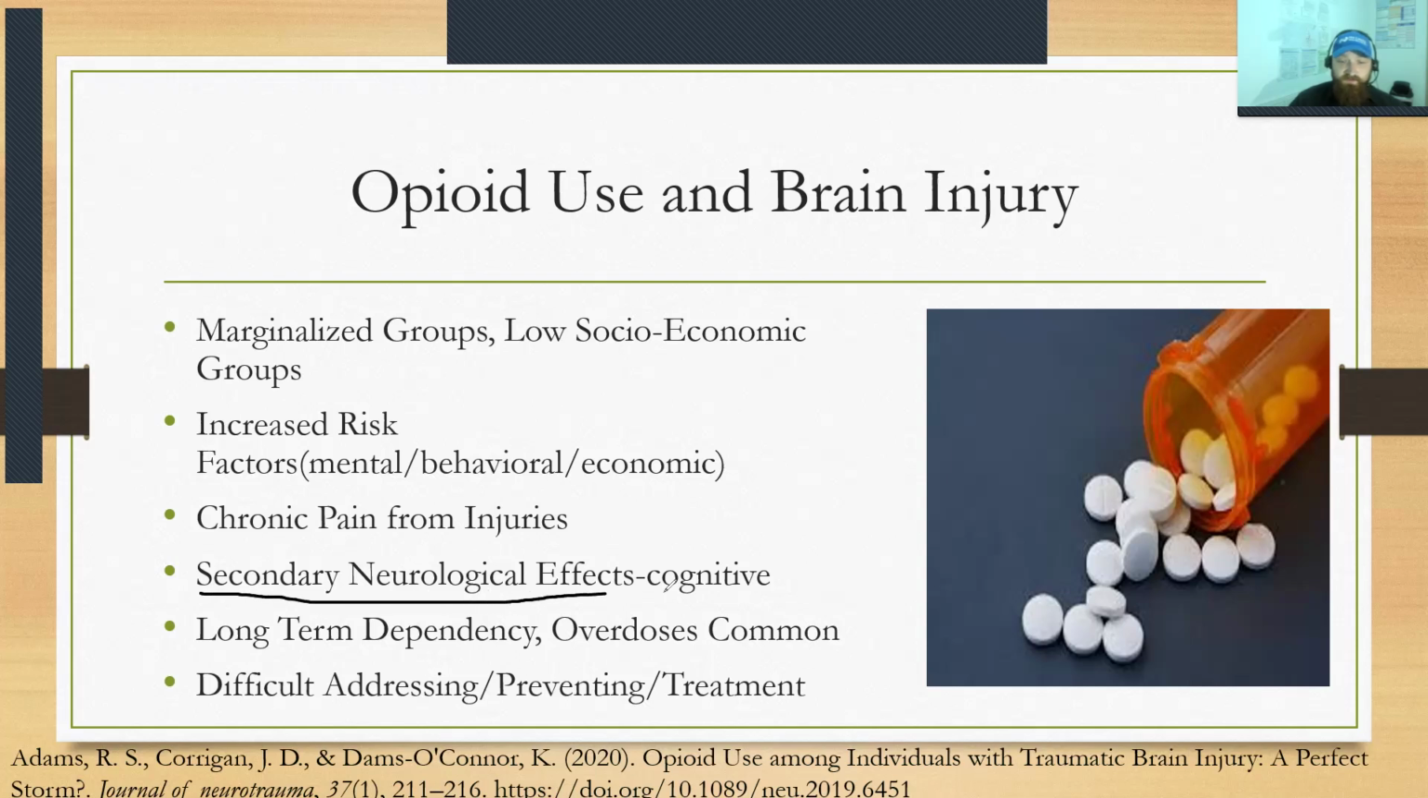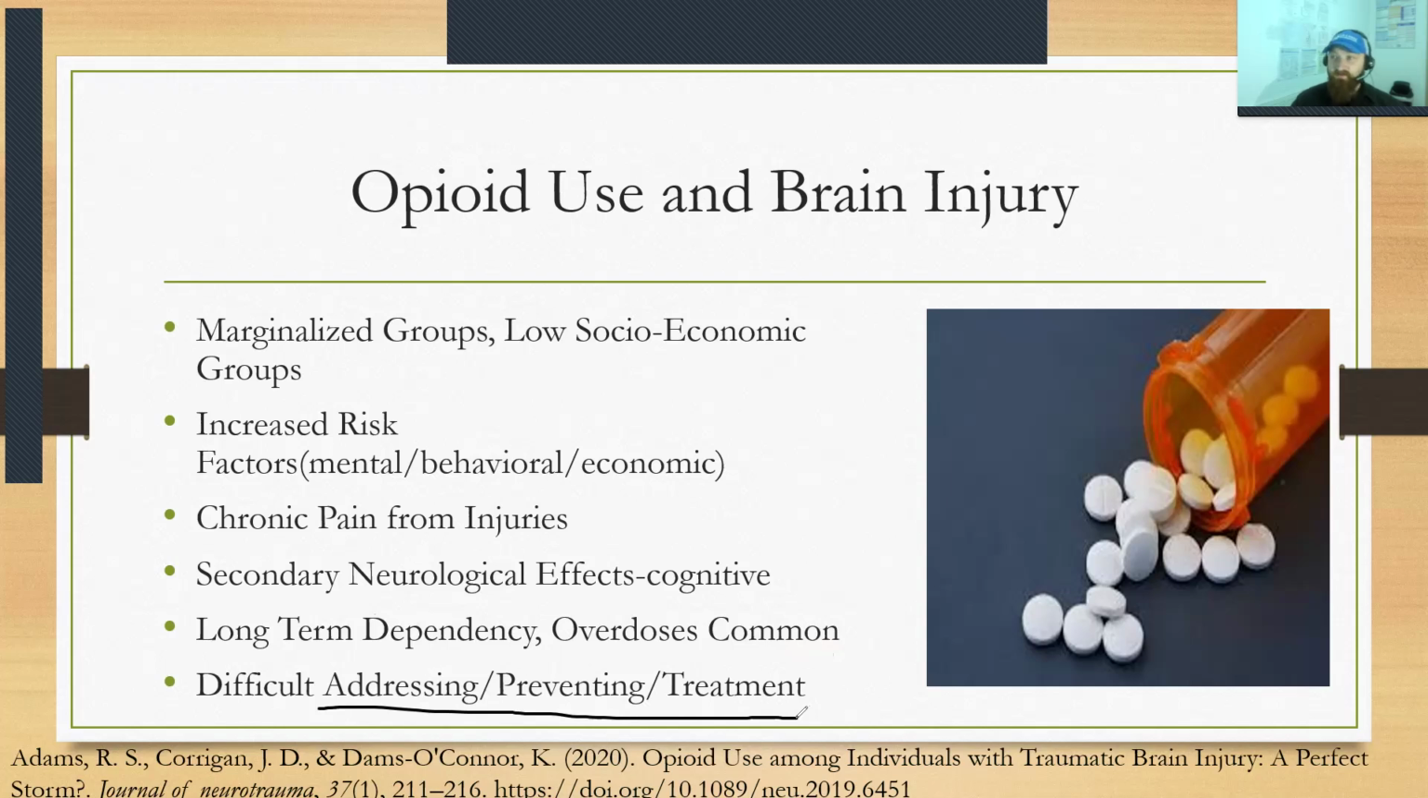There's a lot of secondary neurological effects that affect the cognitive abilities of the person who is using opioids. Again, opioids can lead to a brain injury in the case of an overdose. If you don't breathe for about a minute, your brain cells start dying. And so opioids, when they're overdosed and when they're abused, can lead to brain injury. Also with opioids, we can see a long-term dependency, and overdoses are very common. It's unfortunate, but we do see that, yes, this can be addictive and easy to overdose. There's a lot of difficulty in addressing, preventing, and treating this.